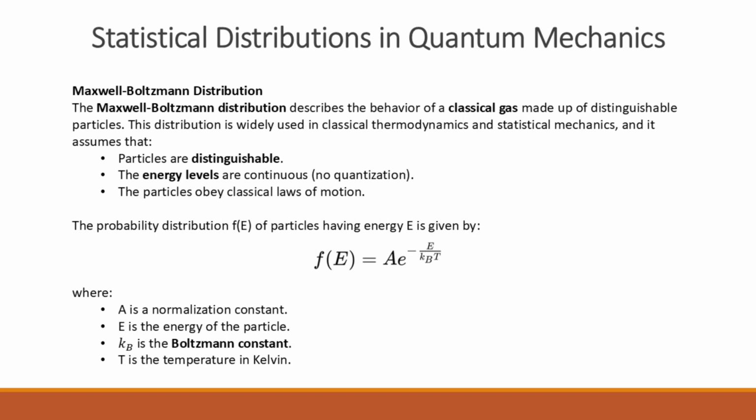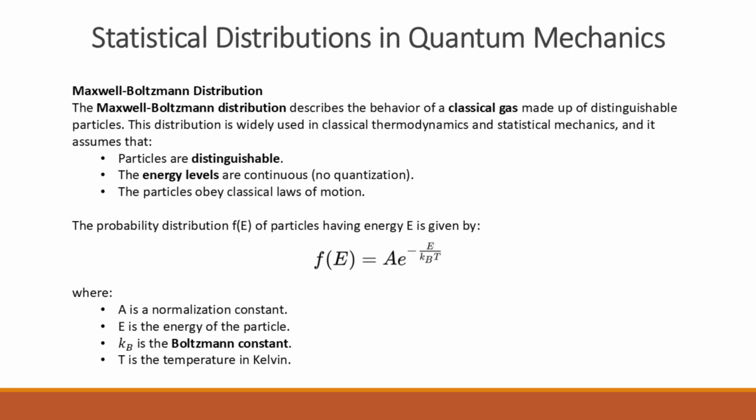Let's explore the Maxwell-Boltzmann distribution, the cornerstone of classical statistical mechanics. Imagine a classical gas where each particle is unique and can have any energy level. This distribution describes how particles are spread across different energy states in such a system. The key characteristics are fascinating. Particles are distinguishable, energy levels are continuous, and they follow classical motion laws.